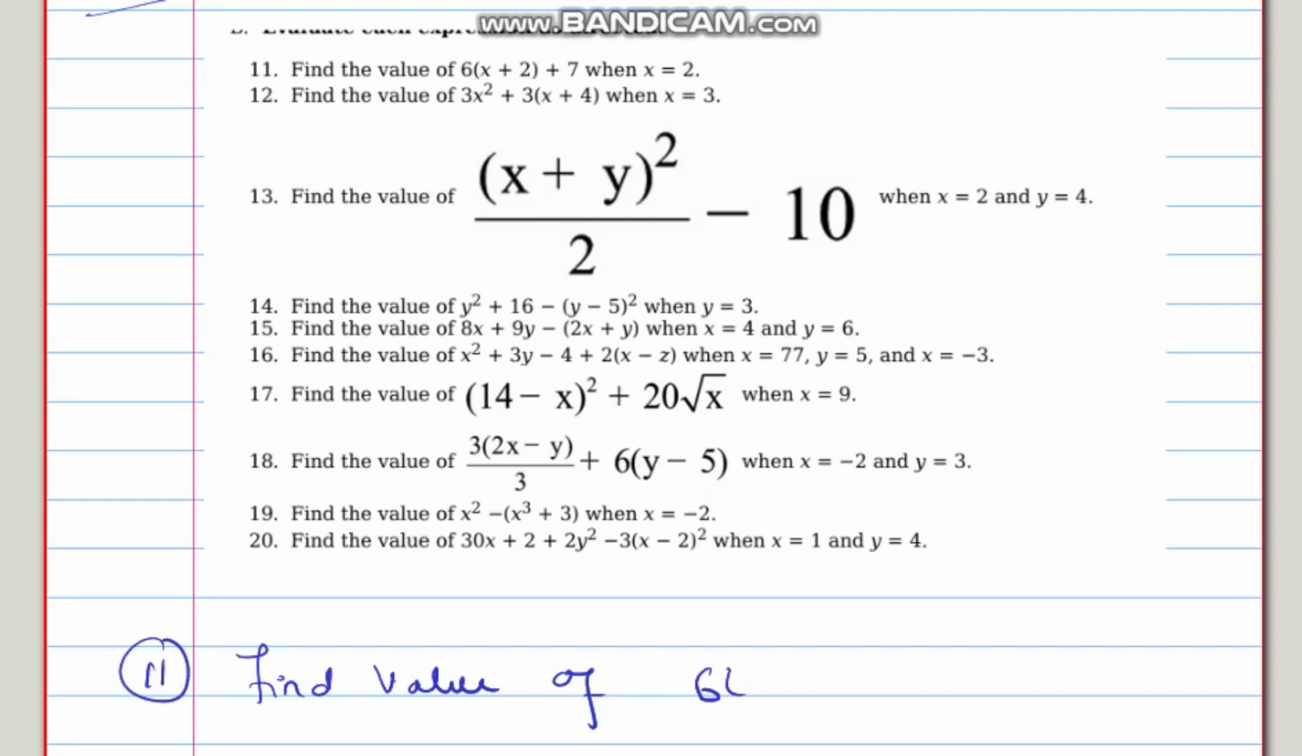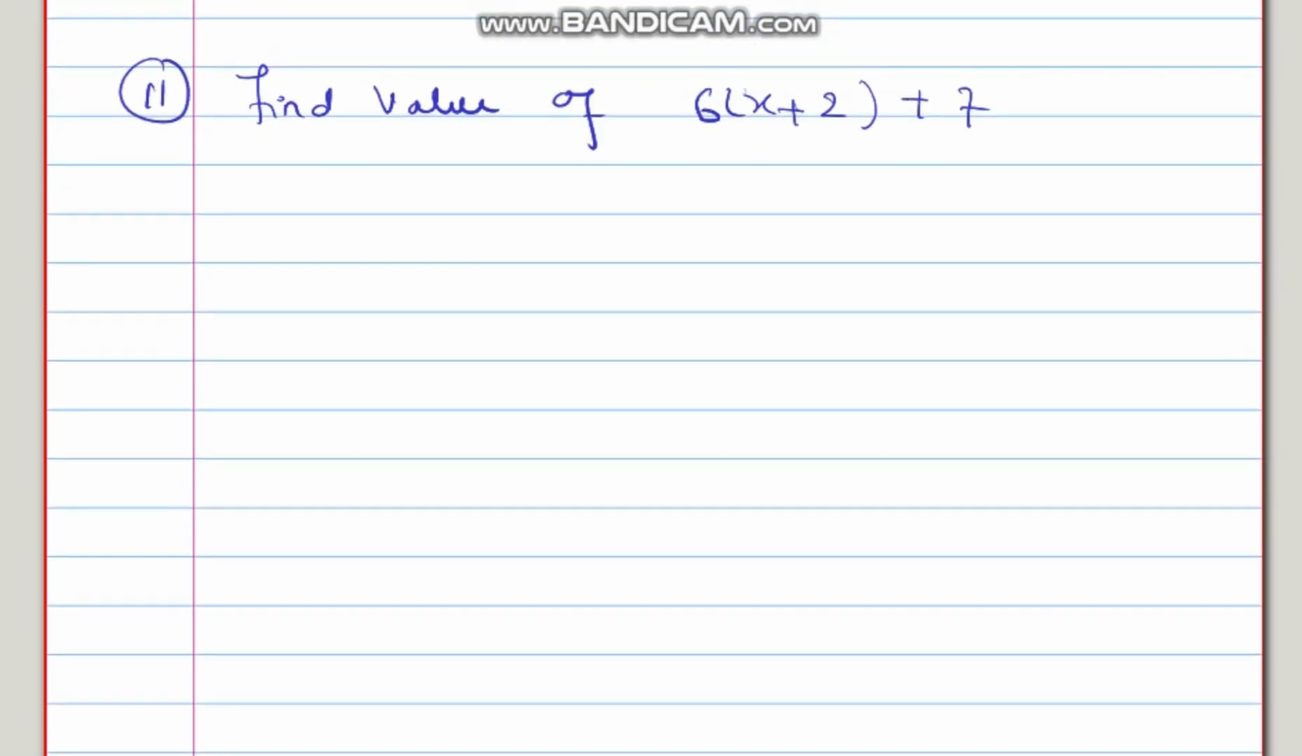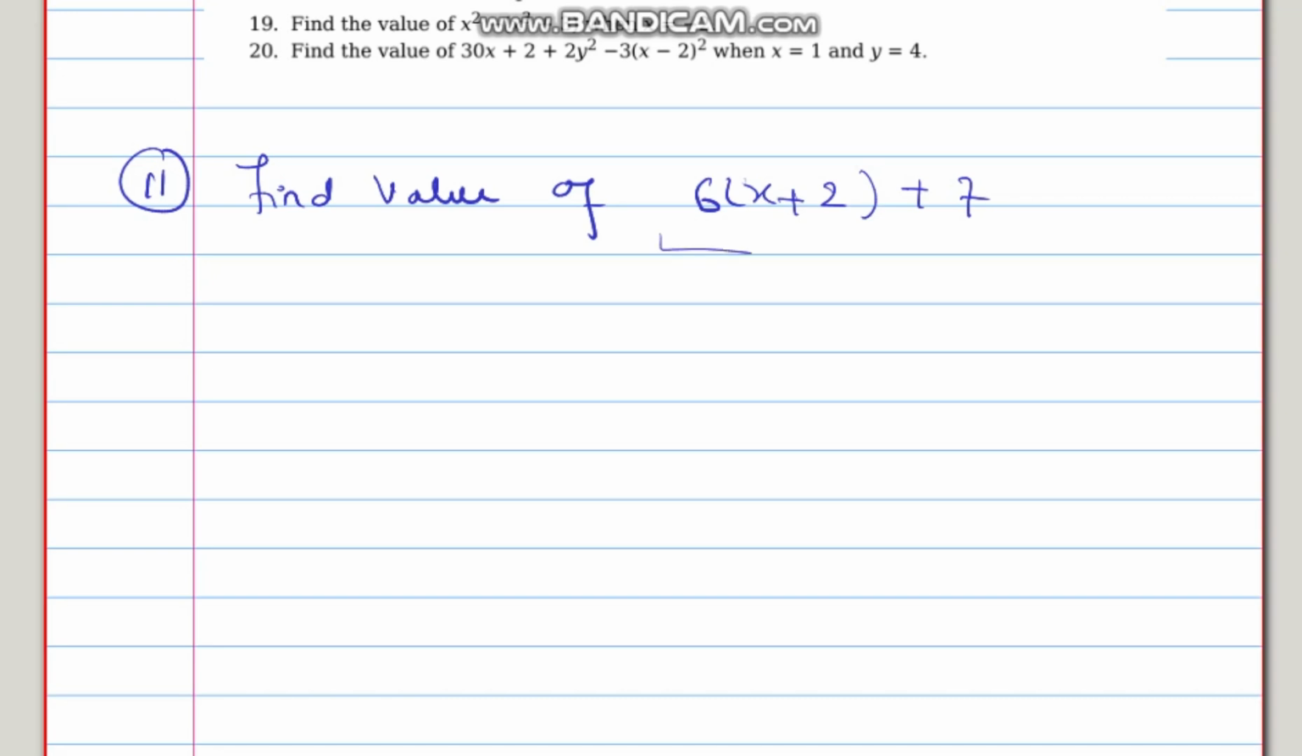Okay, students, the question is: we have a polynomial which is 6x plus 2, okay, and plus 7. He is asking the question: find the value of this polynomial. This is basically a polynomial, okay.